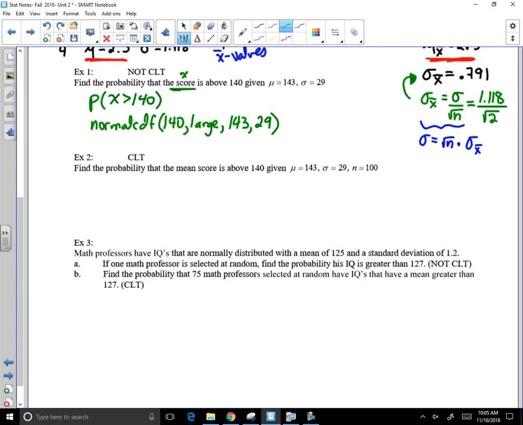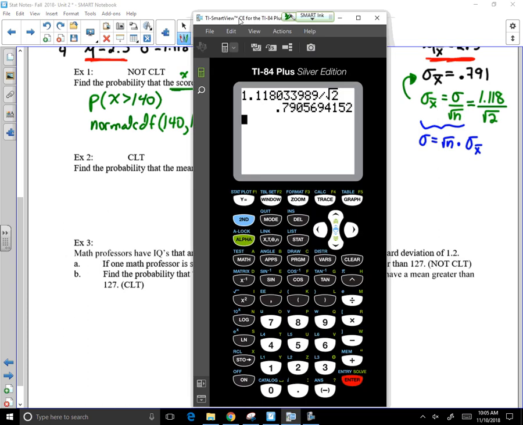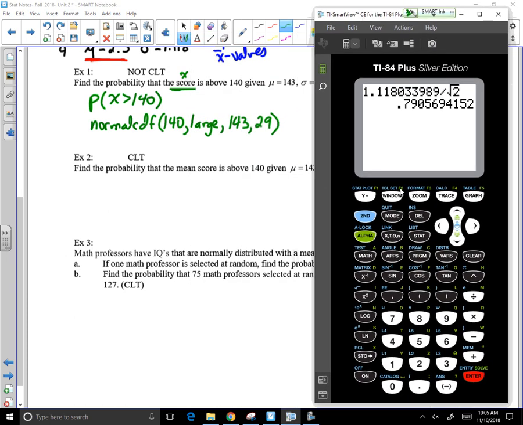All right. On a test, that's perfectly fine. You write 140, comma large. You don't have to tell me what the large values were. You know, when we were doing it before, I used 100 and 101 just to show that there was no difference, but that was only for my benefit.